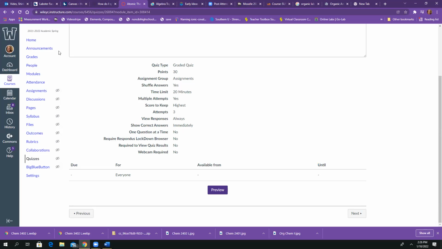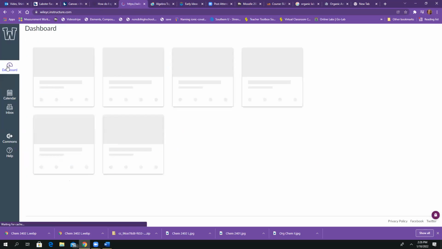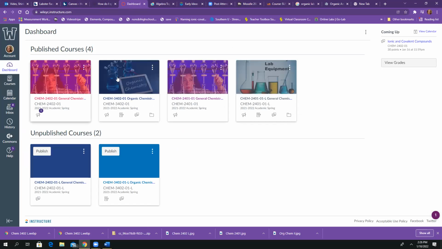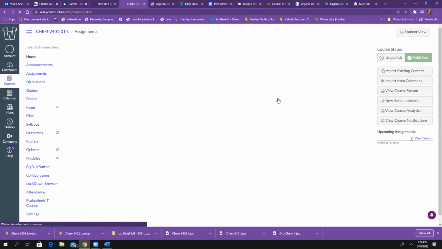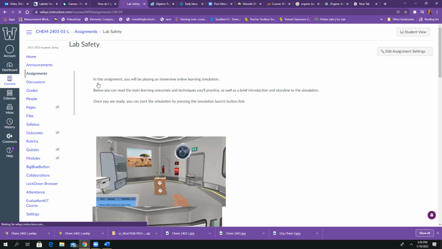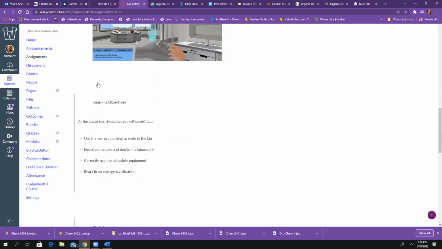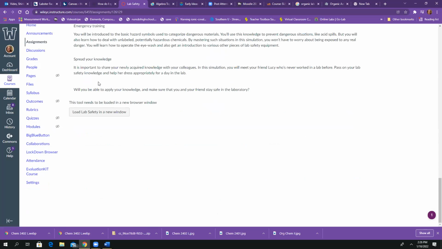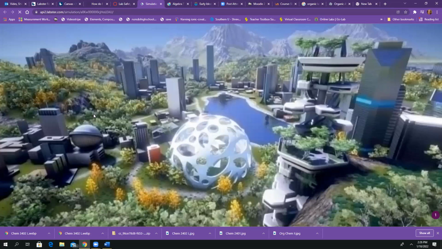There is one more thing. If you don't have any questions, I have a lab and I need to show you how that works. The lab is right here already. You see that? Everything is under home. It's all under assignments, so you just go to assignments and you go straight in. The first thing you'll do is lab safety. As you can see, it is a simulation, and you just click it right here. Boom. And it should load.